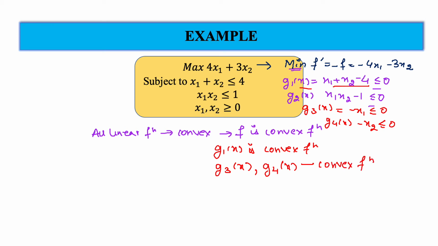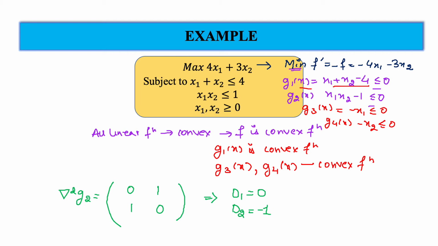Only we have to discuss g2. So we will find out the Hessian matrix of g2. We have discussed it so many times how to form a Hessian matrix. For this problem, the Hessian matrix will be [0 1; 1 0]. If you will see, the principal minor of order 1 is 0 and the principal minor of order 2 is -1. Since d1 is equal to 0 and d2 is equal to -1, this function is not positive definite.